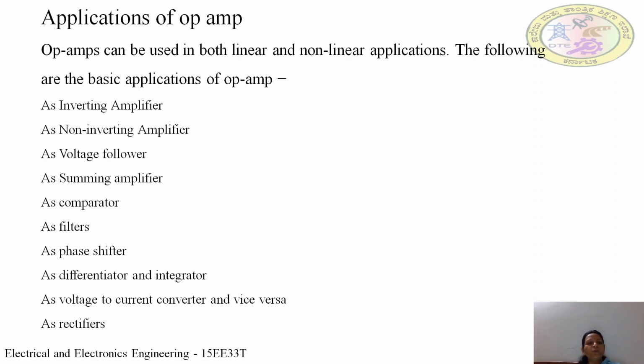It can also be used as a phase shifter, as a differentiator and integrator. It can also be used as voltage to current and current to voltage converters, and finally they are used as rectifiers as well. So these are a few applications of operational amplifiers.